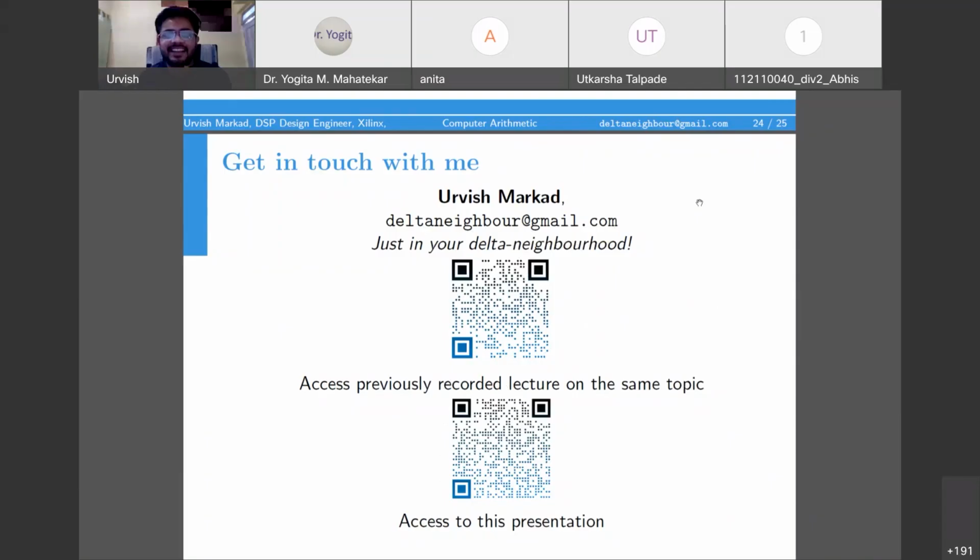Thank you, Urvish. If we just take a picture of the slide, can we access it? Yes, absolutely. Will it need a PDF or JPG? No, if you just scan this, it will actually take you to the PDF. Ah, so JPG will also work. Yes. Okay, thank you, Urvish.